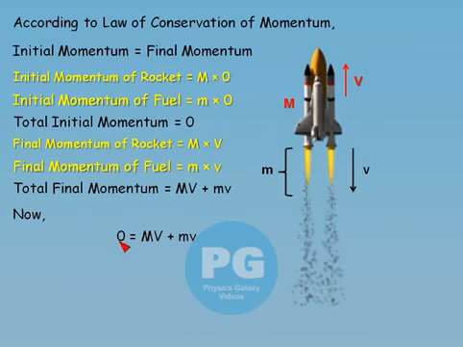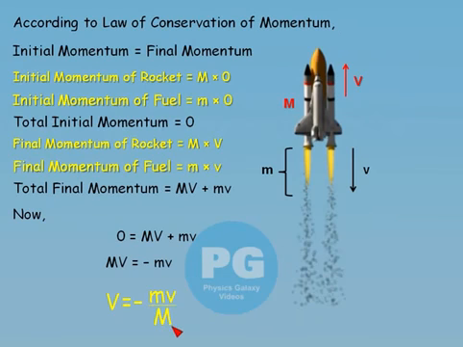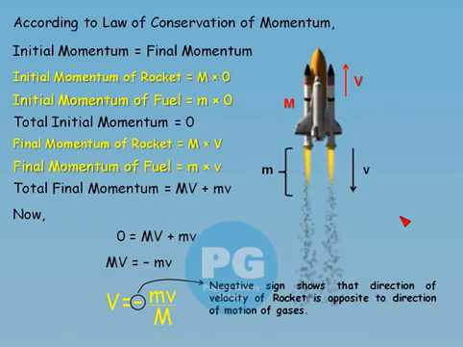Now, if we substitute the values of the total initial momentum and final momentum in this expression, we can say the initial momentum is equal to the total final momentum. If we rewrite the equation by simplifying it, we can write the velocity of the rocket that we denoted by capital V as equal to minus small mv upon capital M. Here this negative sign denotes that the direction of velocity of the rocket is opposite to the direction of motion of the gas. So this is the same expression that we have already derived in the case of the recoil velocity of the gun.